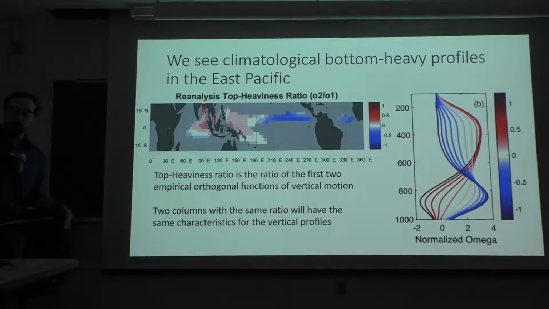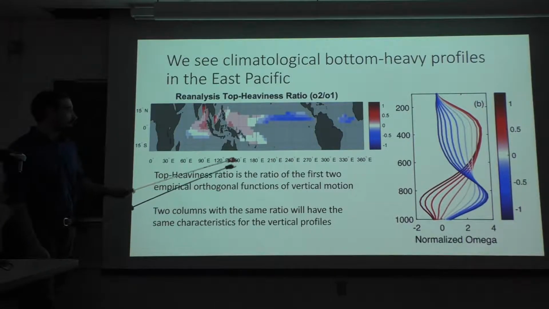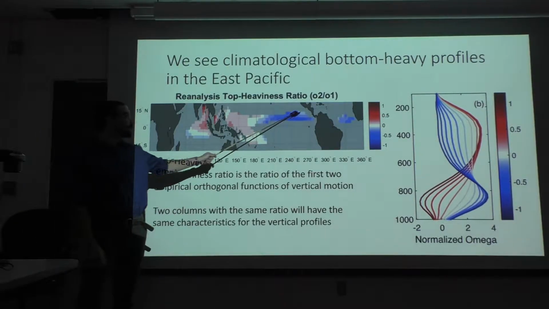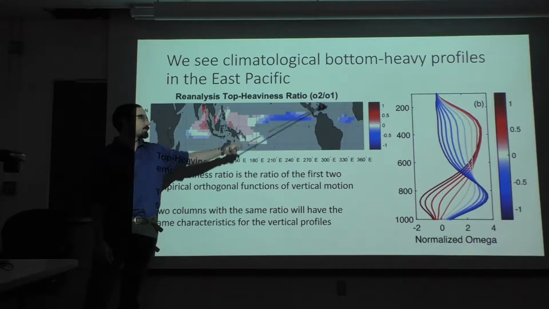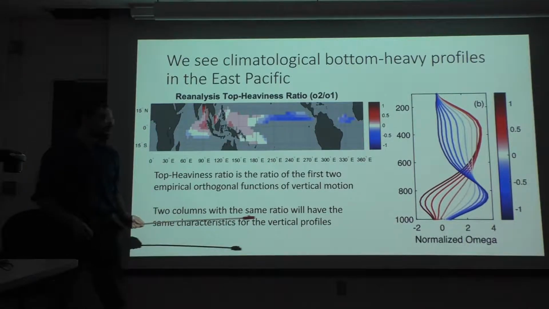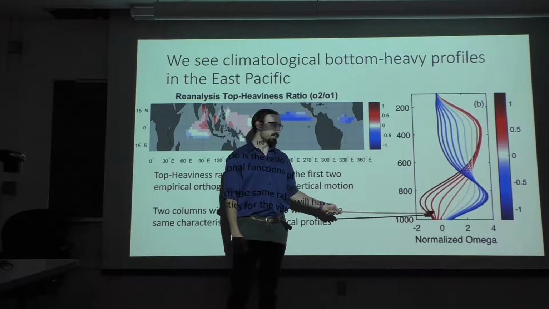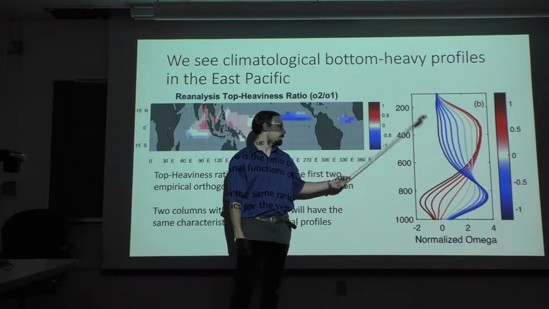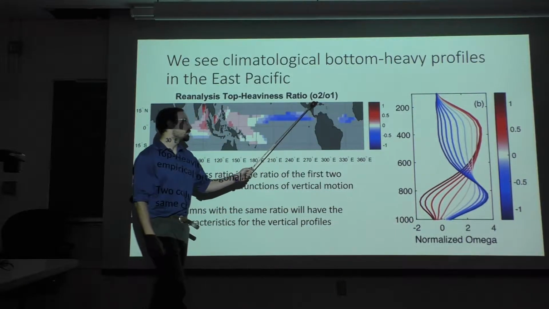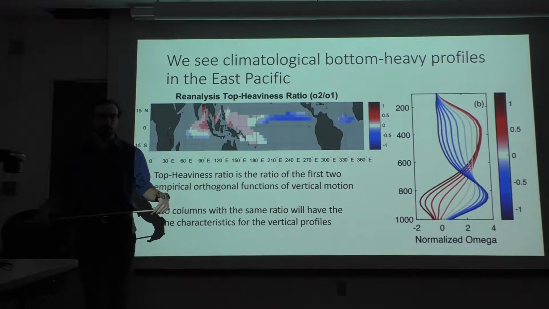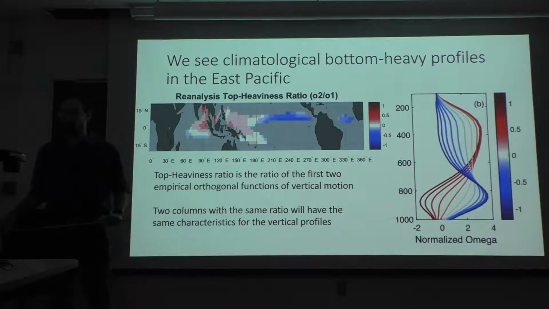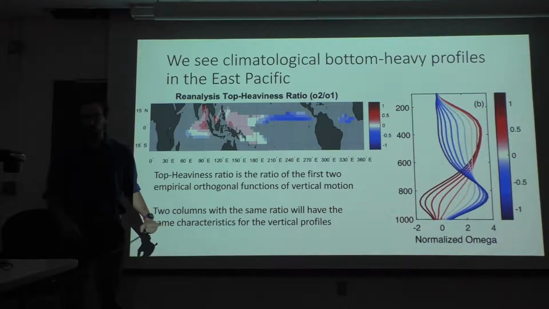But the question is, where do we see bottom-heavy vertical motion? This is a plot of the ratio of the second principal component of vertical motion over the first principal component. And this essentially gives you a normalized vertical motion geometry, where if you have the same ratio of O2 to O1, then you essentially have the same characteristics of vertical motion for that profile, so that when comparing any two, they basically will act the same.